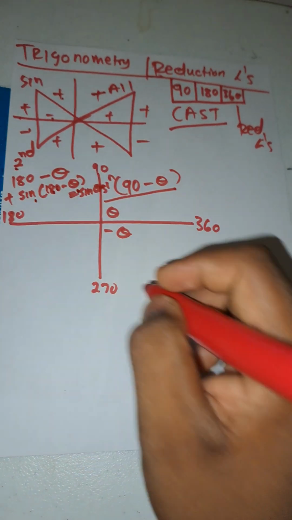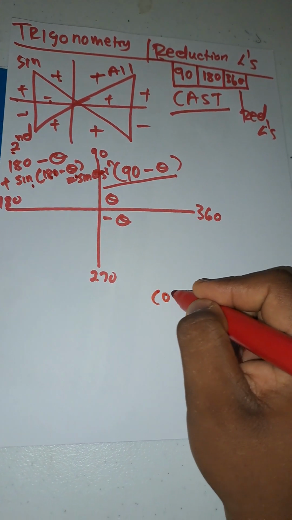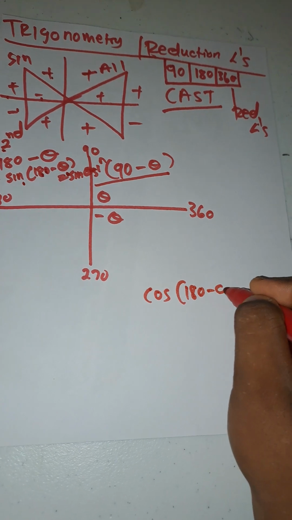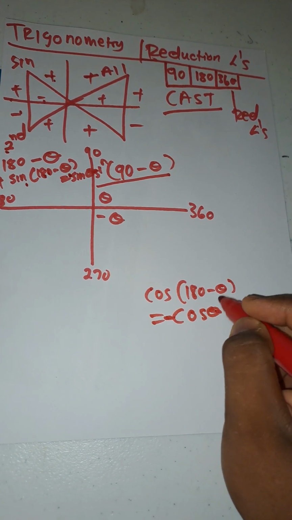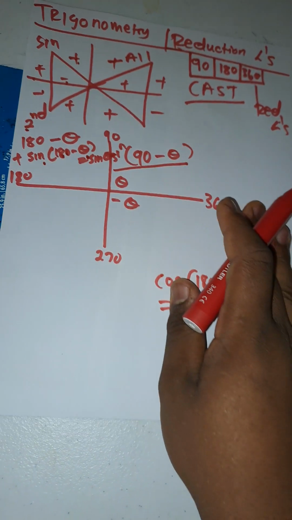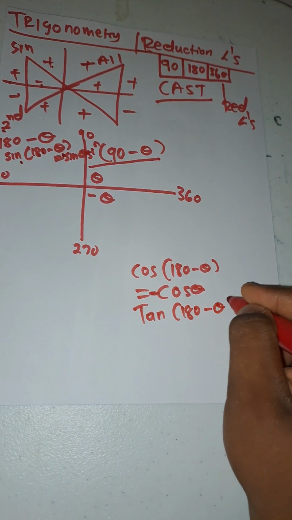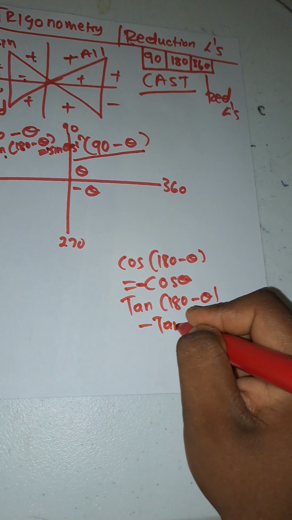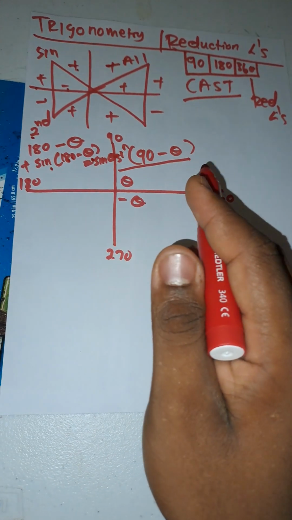But let me write it here. If you find yourself having cos of 180 minus theta, do you know what it is equal to? Negative cos theta, because in the second quadrant only sine is positive. And then if you have tan of 180 minus theta, it is negative tan theta, because in the second quadrant only sine is positive.